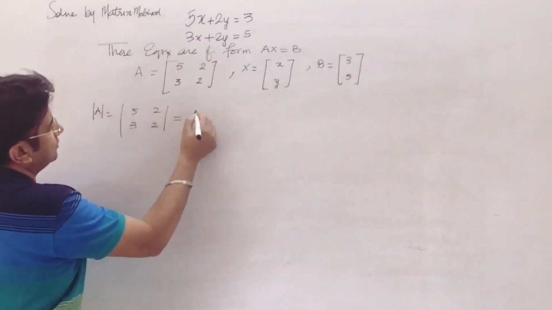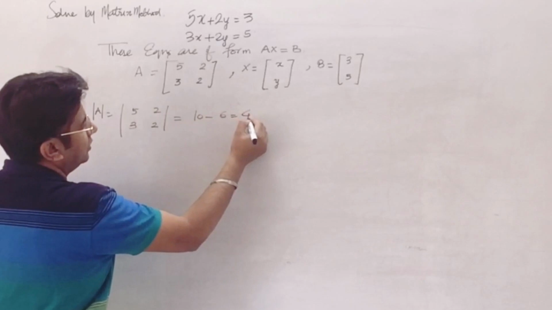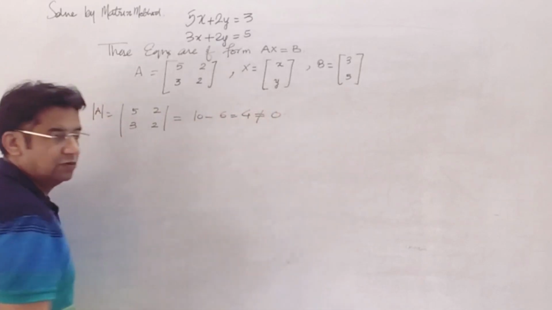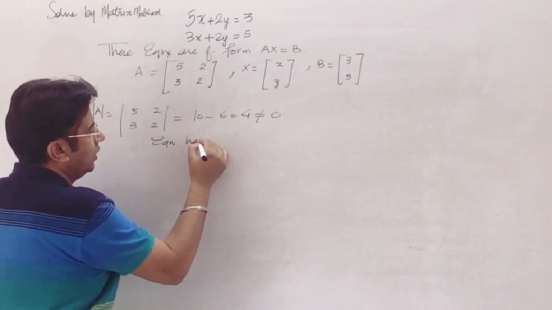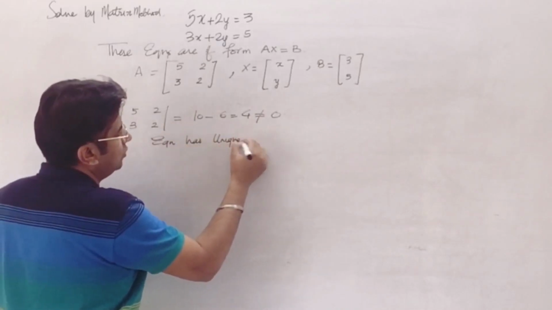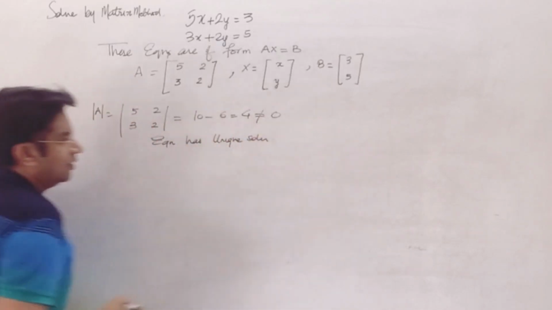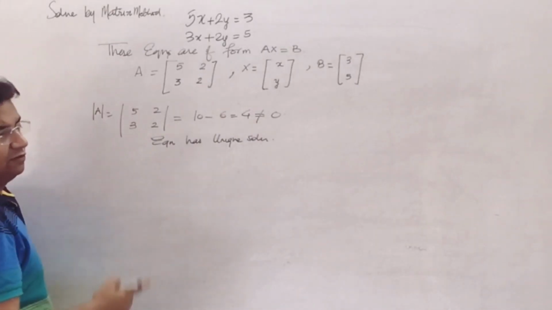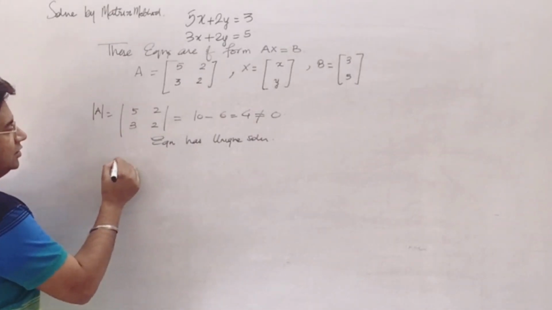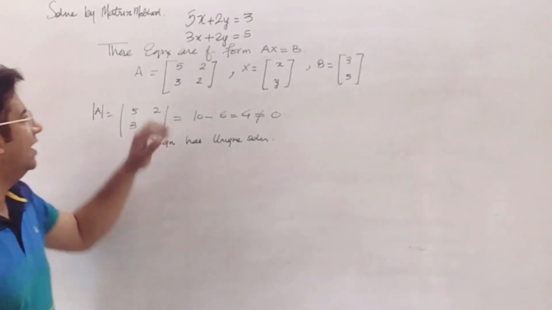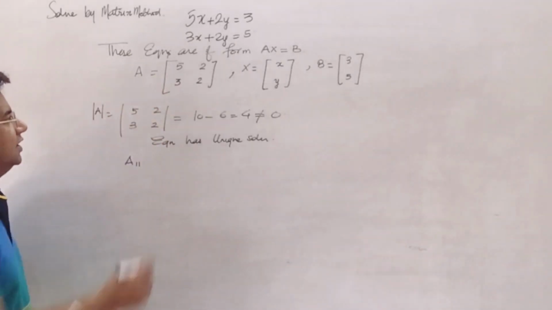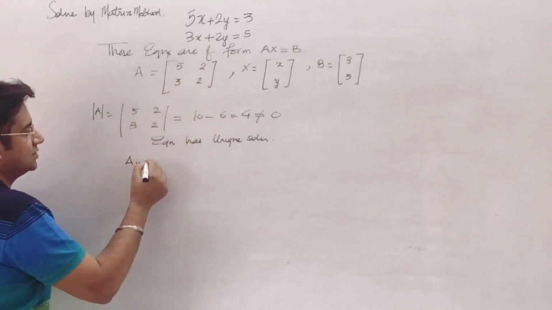Now you will calculate determinant A. Determinant A is 10 minus 6, which is 4, and it is not equal to 0. In case determinant A is not equal to 0, the equation has a unique solution. For a unique solution, first of all you will calculate adjoint of A. For calculating adjoint, you will find the cofactors of each of the elements.